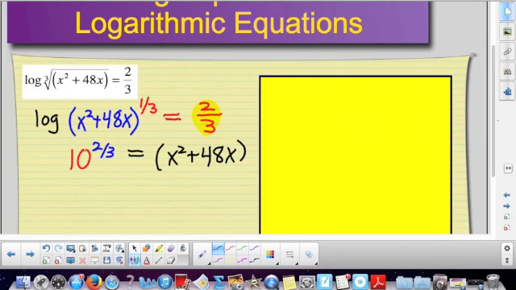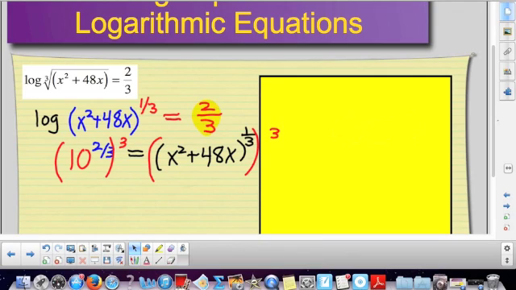X squared plus 48x to the power of 1/3. Everyone's okay with that? Yes? Okay. Now, we're going to cube both sides to get rid of the rational exponents. I'm going to say that again. I have a common denominator of 3. So if I cube both sides, I raise both sides to the power of 3, I'm going to get rid of those rational exponents. Remember, this is a very challenging question. This is not a simple question. I just want to show you what it takes to solve this question.